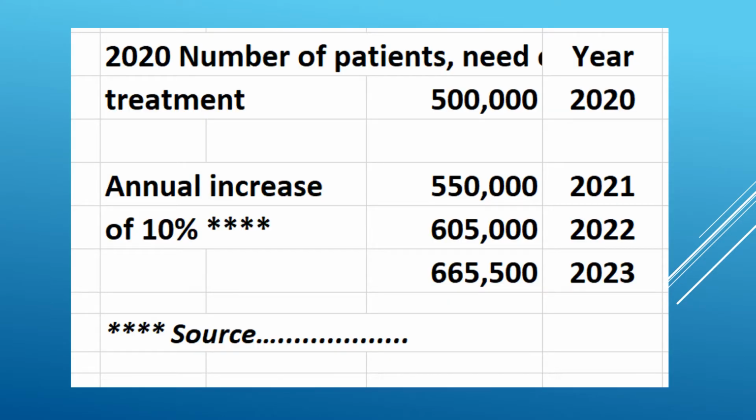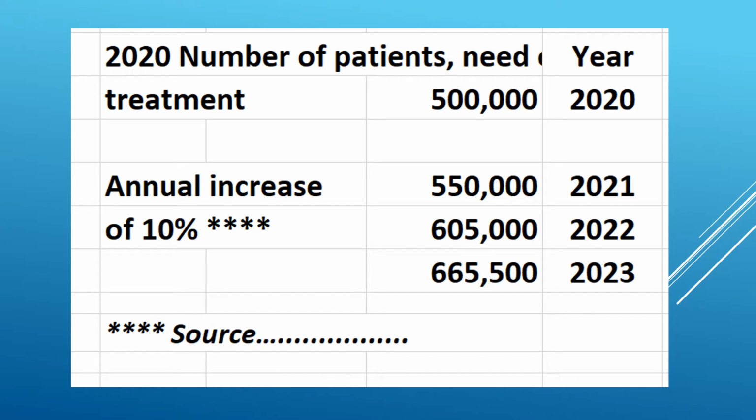So let us say, for example, you will cater to the different patients or persons who need medical treatment. Based on the data you've gathered, the number of patients that need treatment in year 2020 is 500,000. And then, based also on your reliable source, there will be an annual increase of 10% in the number of patients or people that need medical treatment.